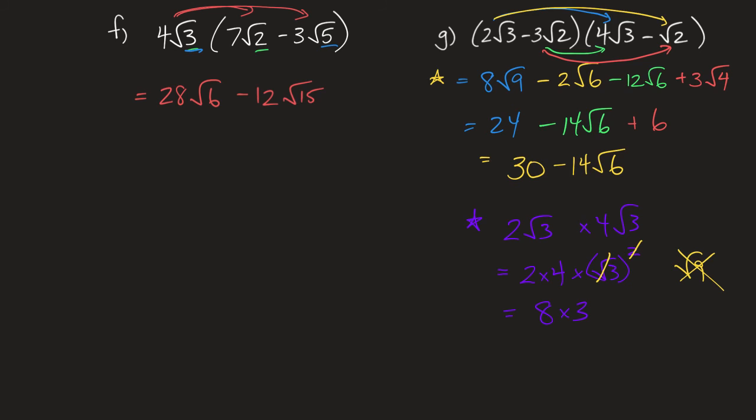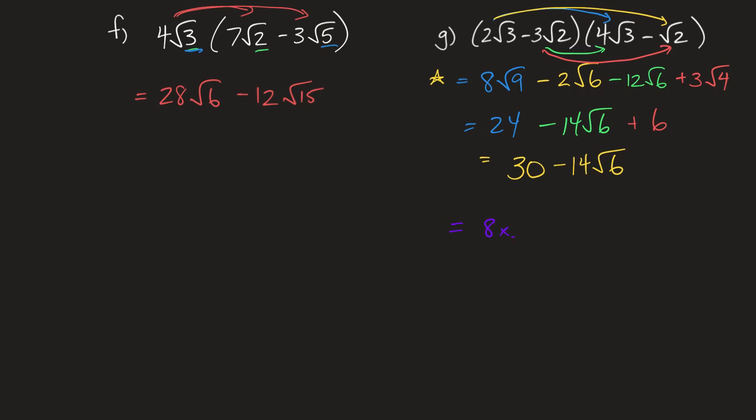So I'm going to get rid of that purple. And I'd like to talk with you about a way we could tackle G where we're about as efficient as we can be. I'm going to go through the way I would tackle G. I'm going to multiply my firsts. 2 times 4 is 8. 8 times root 3 times root 3 is 3. I'm going right to that.